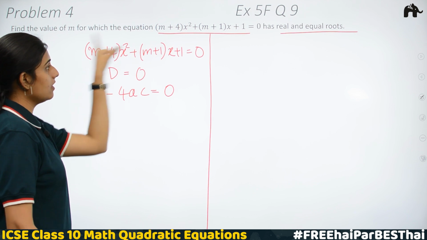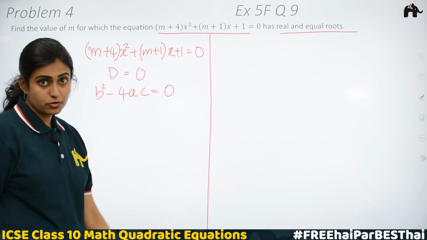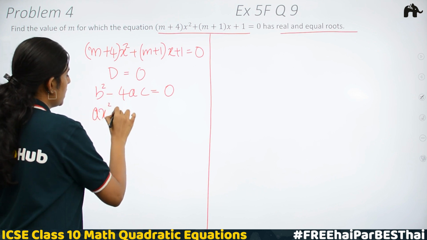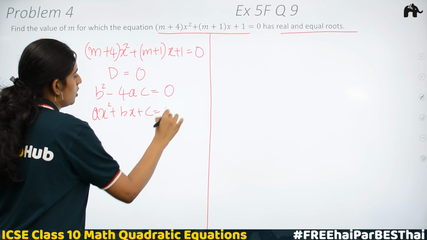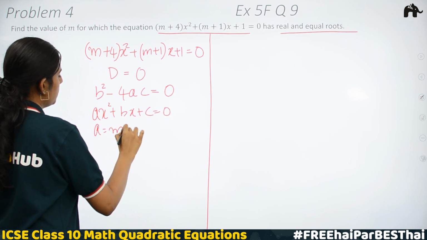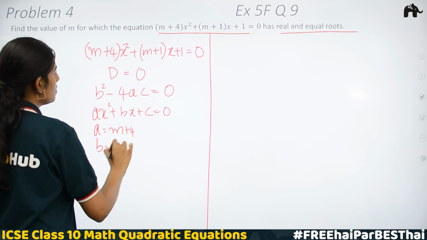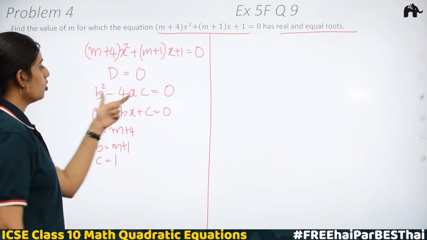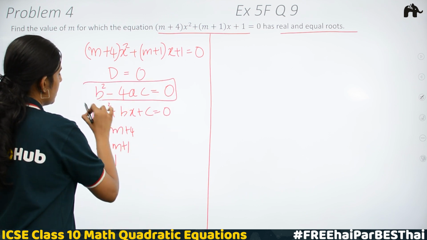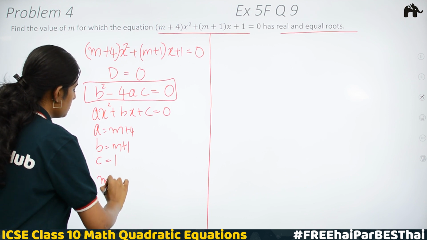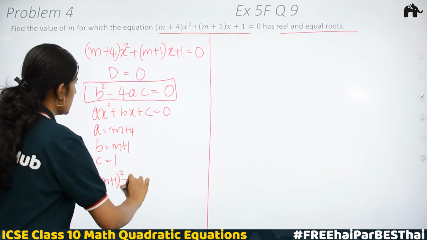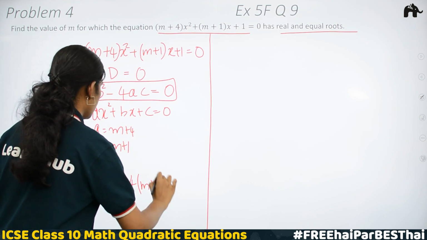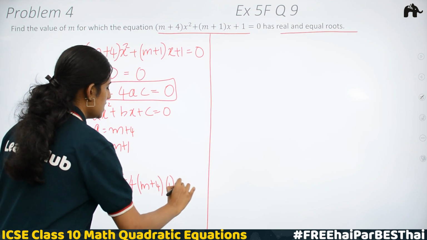Check this equation. Compare it with the standard form of quadratic equation. The standard form of quadratic equation is ax² + bx + c = 0. Here a is equal to m + 4, b is equal to m + 1 and c is equal to 1. Then what is b² − 4ac? b² is (m + 1)², minus 4 into a, which is (m + 4), into c, which is 1, is equal to 0.